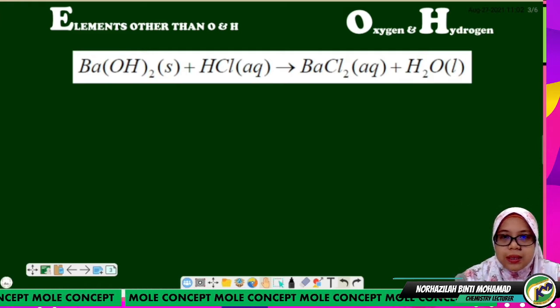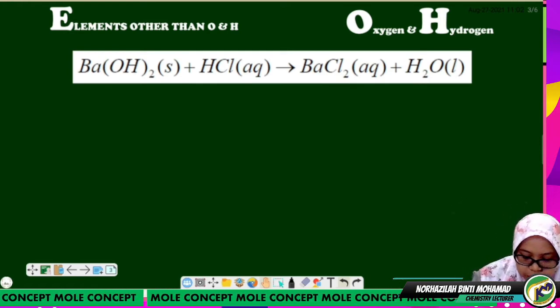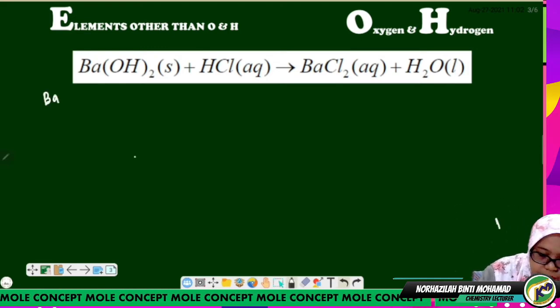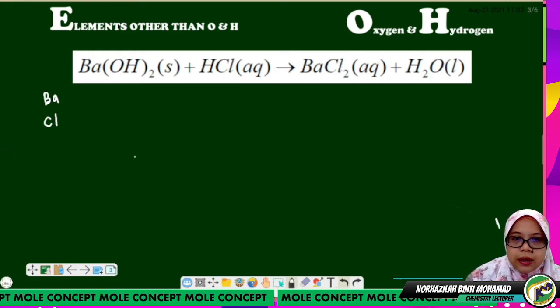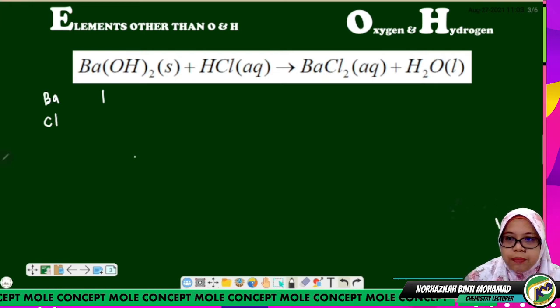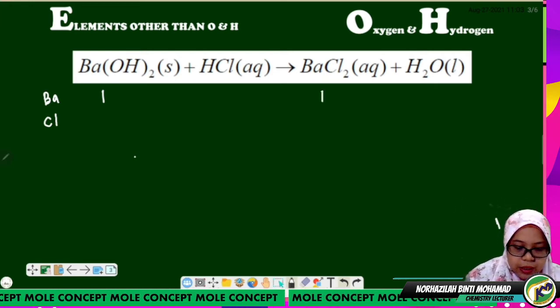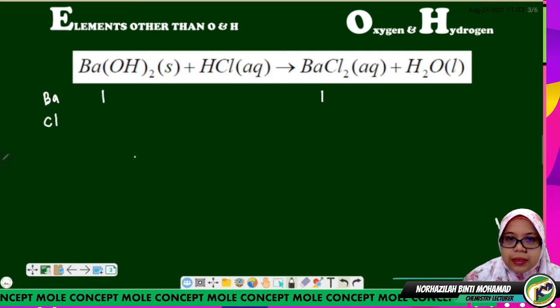So first we will balance the elements other than O and H. We list down the elements found in this equation. The first one is Ba, and then we have Cl, the elements other than oxygen and hydrogen. So first we balance these elements. For Ba, on the reactant side, we have one Ba, and on the product side, we also have one Ba. So the number of Ba has been balanced.